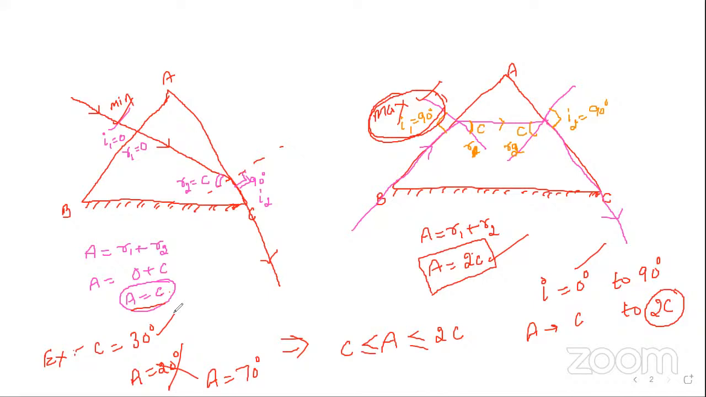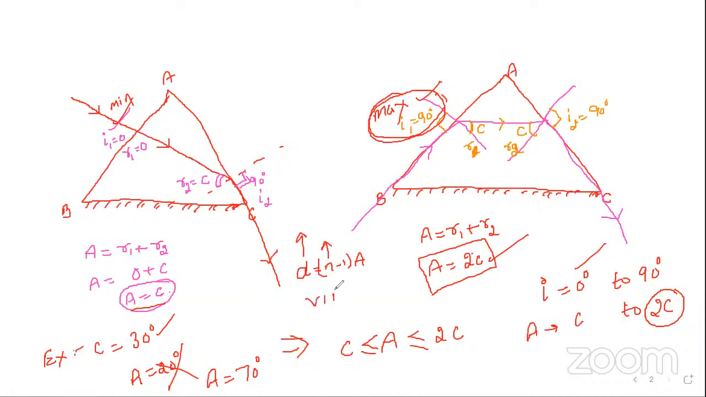Now, deviation is given by the formula (n minus 1) into A, right? If I increase the refractive index, what happens to the deviation? So deviation also increases, sir. Deviation also increases. Correct?